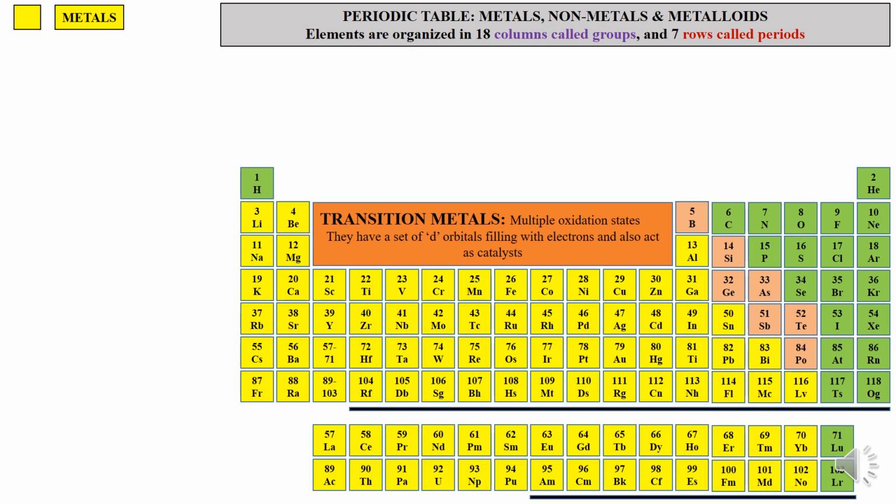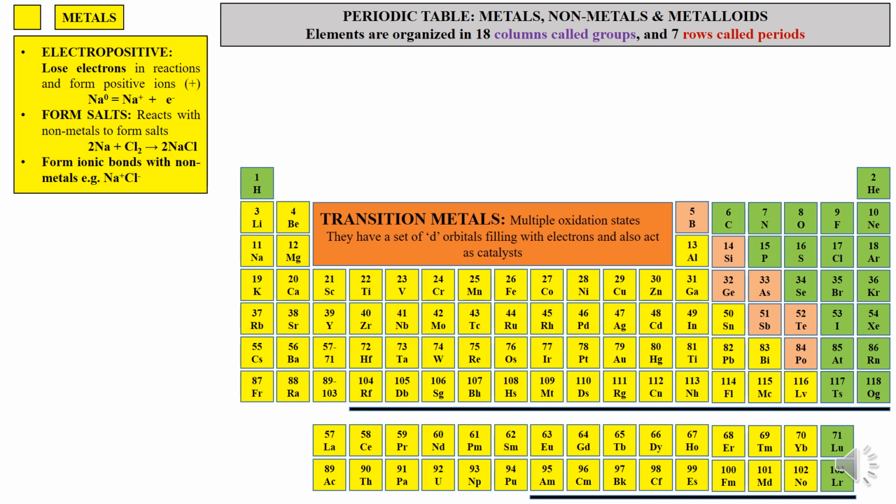So here are some properties of metals that are highlighted in yellow in the periodic table. Metals are electropositive in nature. That is, they lose electrons in reactions and form positive ions. For example, group 1 elements like sodium lose one electron to form an electropositive ion with +1 charge.